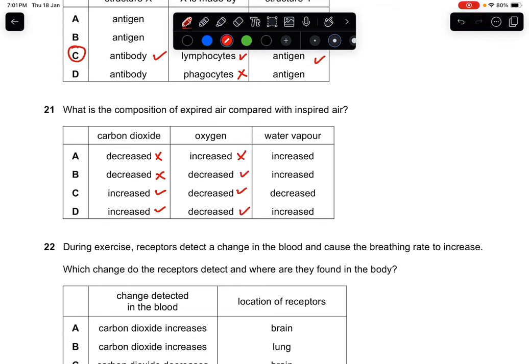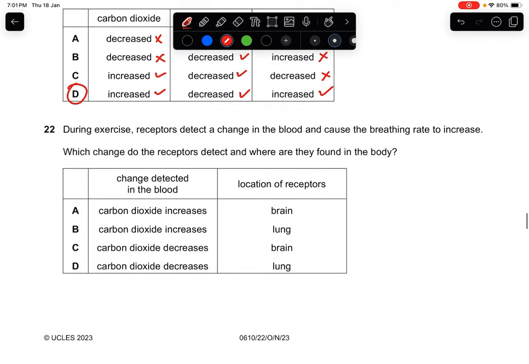Correct. Water vapor, okay. When we exhale, you produce water vapor. Sometimes you feel that your mouth is a little bit wet after you exhale, or you put your hand near your mouth and you can see it condenses onto your hand. This means there is a presence of water vapor, an increase of it. So the most suitable answer will be D.